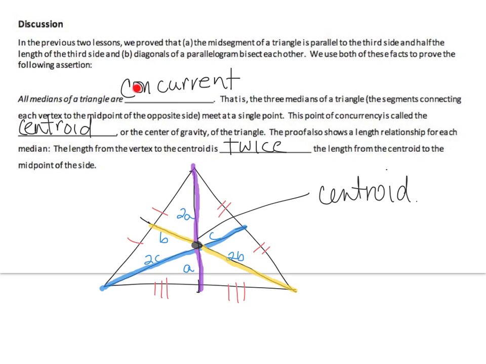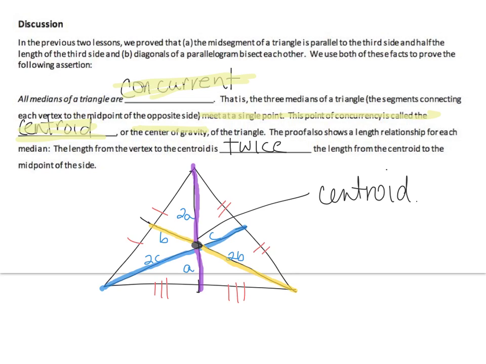What does concurrent mean, you ask? Well, the 3 medians of a triangle, the segments connecting each vertex to the midpoint of the opposite side, meet at a single point. That's what concurrent means, that they meet at a certain point. This point of concurrency is called the centroid, or the center of gravity of the triangle.